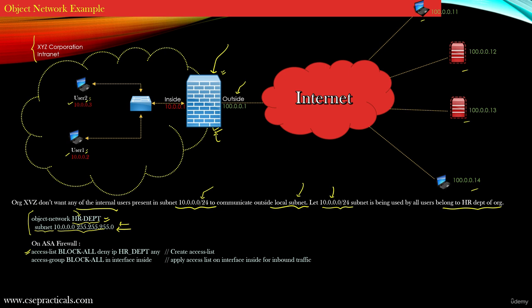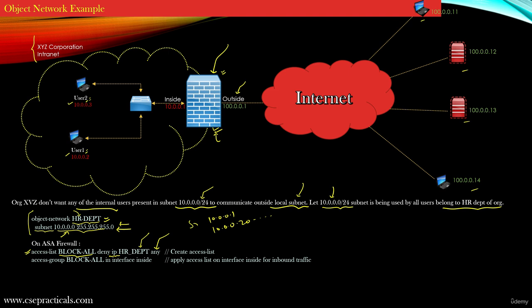So here the user is creating an access list and giving a meaningful name to it, called block all. It can be any string. And he's saying that any packet which is an IPv4 packet whose source address belongs to this HR department, that is, the source address in the packet belongs to this HR department subnet. So the source address could be any address which belongs to this subnet range. It could be 10.0.0.1, it could be 10.0.0.20, and so on.